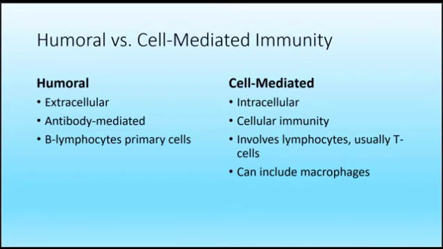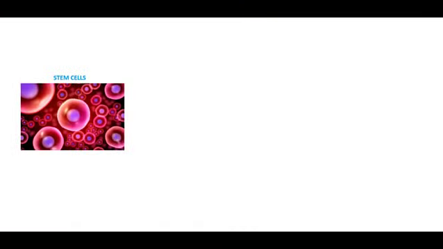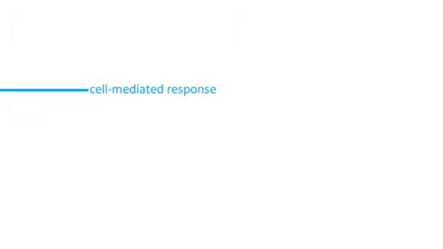I think I can better explain this one with a video as well. With cell-mediated immunity, first we have the T lymphocytes, which are created from stem cells, and that is what is involved in the cell-mediated response. What does that really mean?